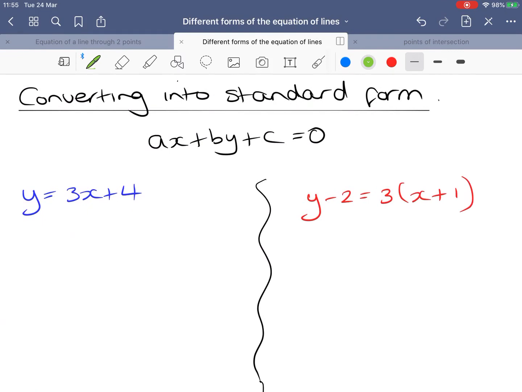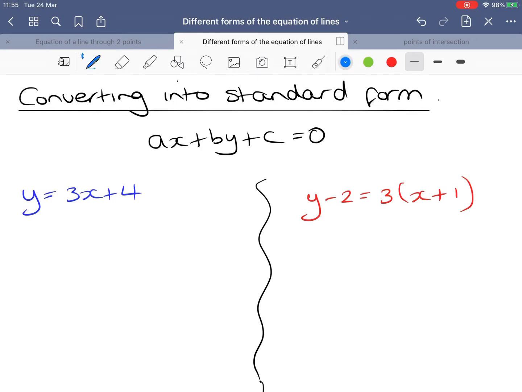Okay, so we've done the gradient point form and we've done the gradient y-intercept form. And now we're going to look at the standard form. You can never really get the standard form directly. You can only ever get the standard form by having y equals mx plus c, or by having y minus y1 equals m(x minus x1), and then converting it into the standard form. So it's simply a case of rearranging an equation.